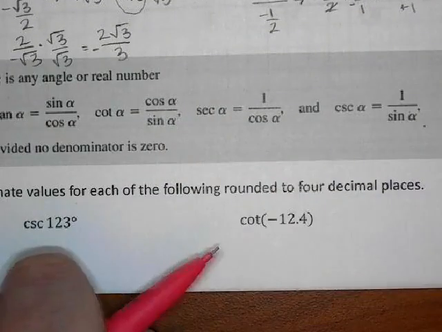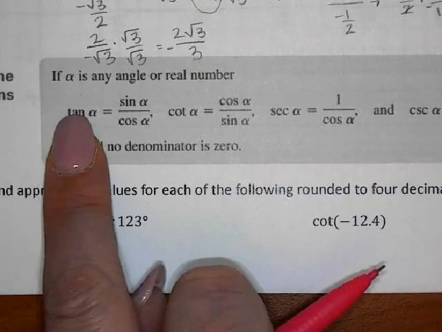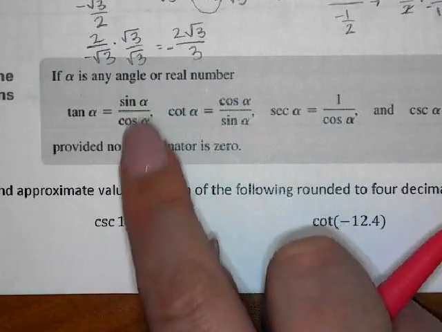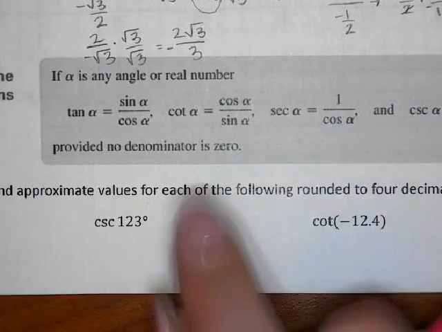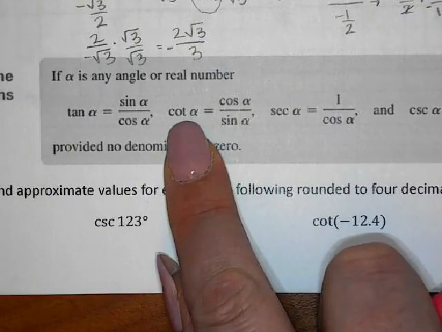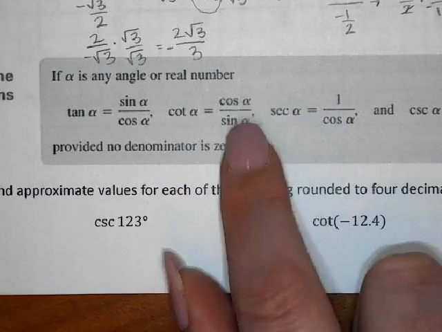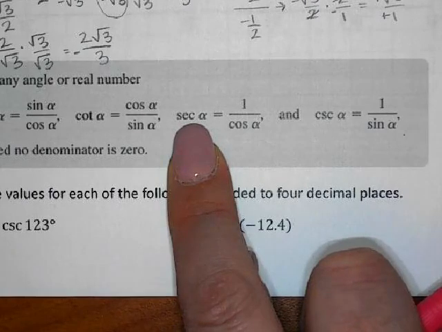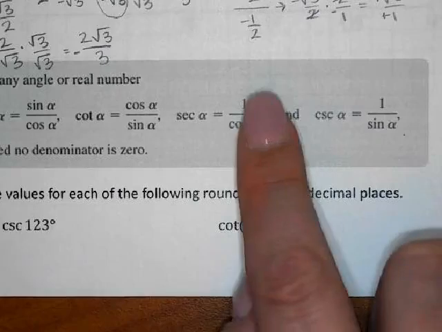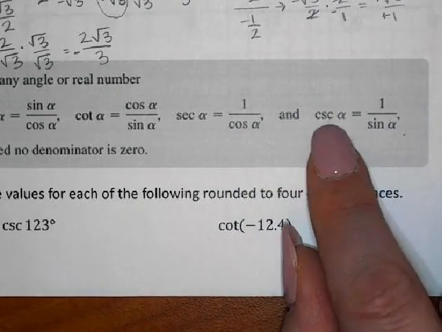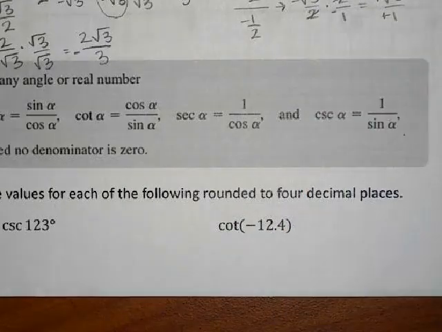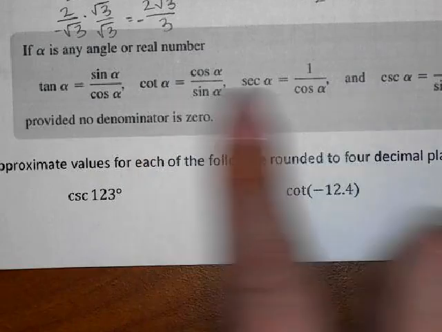Since tangent is y divided by x, you can also say that tangent is sine divided by cosine. So that's interesting. Since cotangent is x divided by y, you can also say that cotangent is cos over sine. Since secant was 1 divided by x, you can say that secant is 1 divided by cos. And since cosecant was 1 divided by y, you can say that cosecant is 1 over sine. So those are interesting. Now, these 3 in particular are pretty helpful.